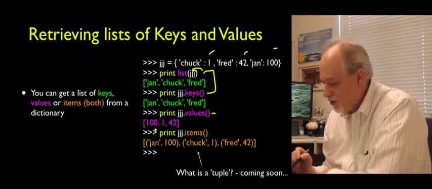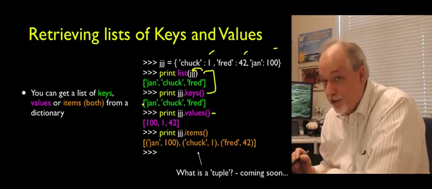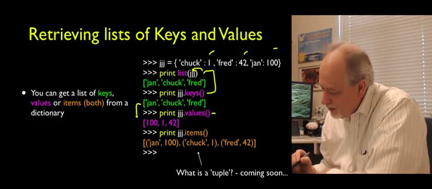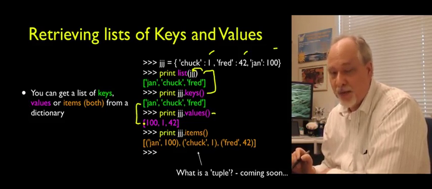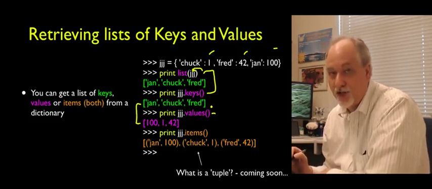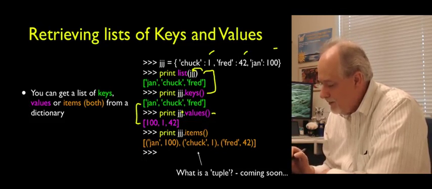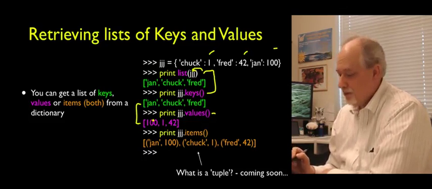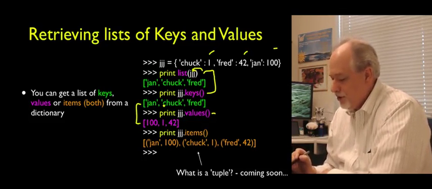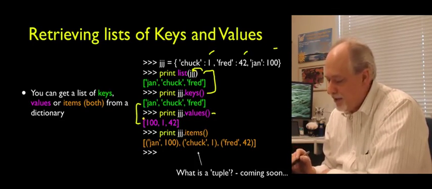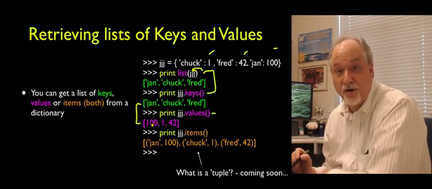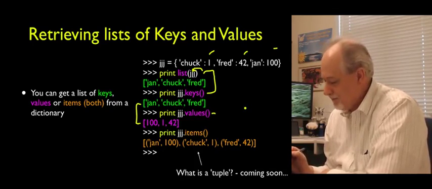Of course, they're not in the same order. Now, interestingly, as long as you don't modify the dictionary, the order of these two things corresponds, as long as in between you're not changing it. So the first Jan maps to 100, Chuck maps to 1, and Fred maps to 42. You can't predict the order they're going to come out, but these two things will come out in the same order, whatever that order happens to be.